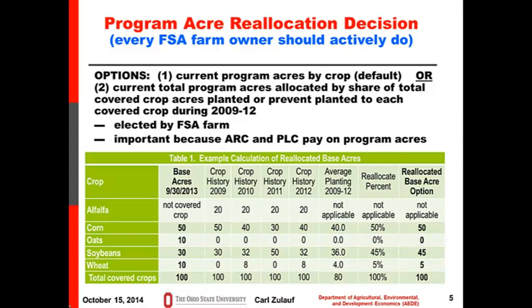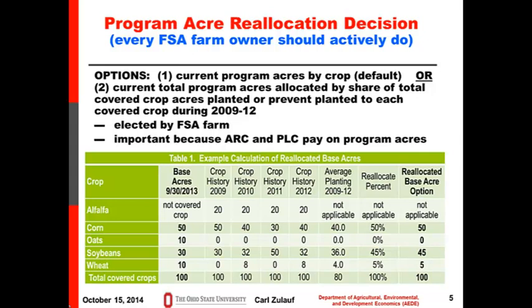To begin with, you have a current program base that is distributed among the crops. Again, there's nothing in alfalfa because it's not a program crop. 50 of the 100 acres are in corn, 10 is in oats, 30 is in soybeans, 10 is in wheat. So you have a total covered crop or total program acres of 100 acres.